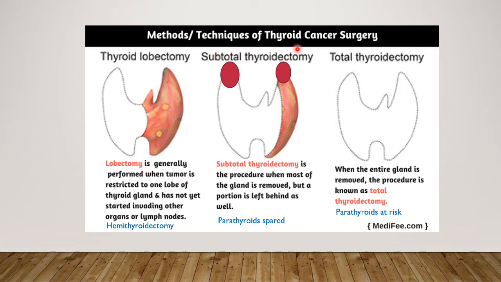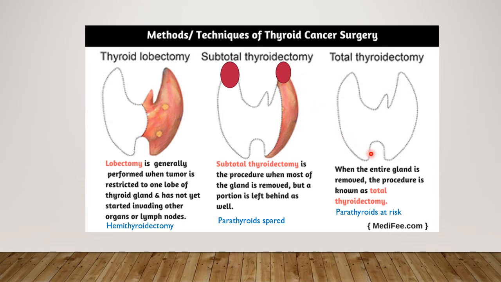Then subtotal thyroidectomy or STT is the procedure when most of the gland is removed but a small portion is left behind as well. So you see, most of the thyroid, the white part, is removed, leaving behind a thin rim of thyroid tissue on one side. Some people prefer to leave some tissue at the apex on both sides, whereby the parathyroids are spared.